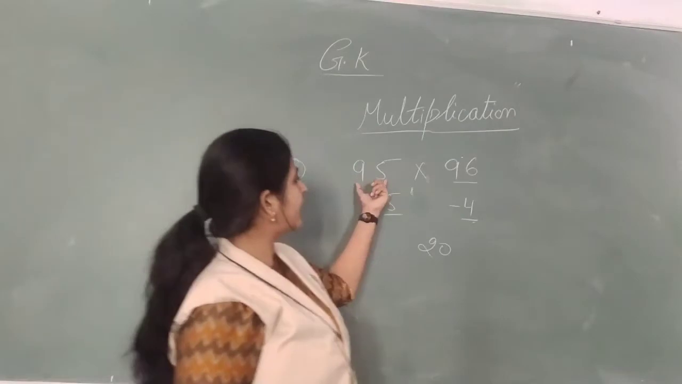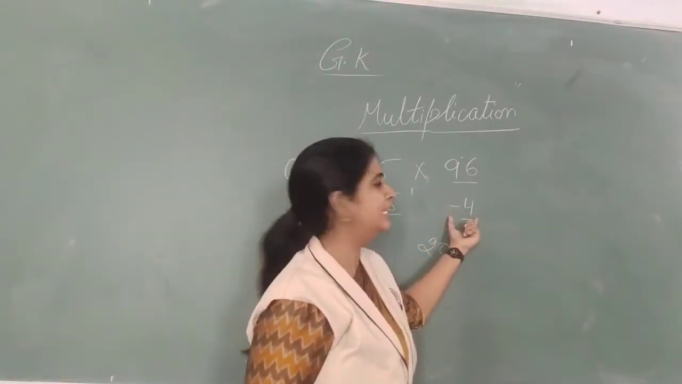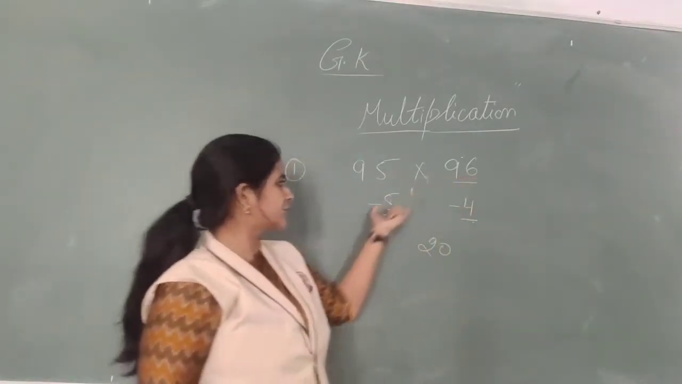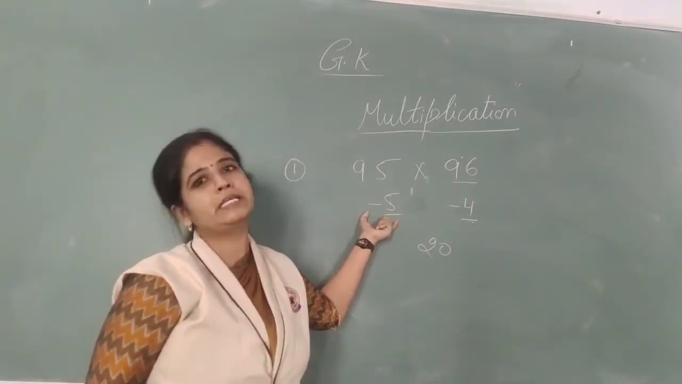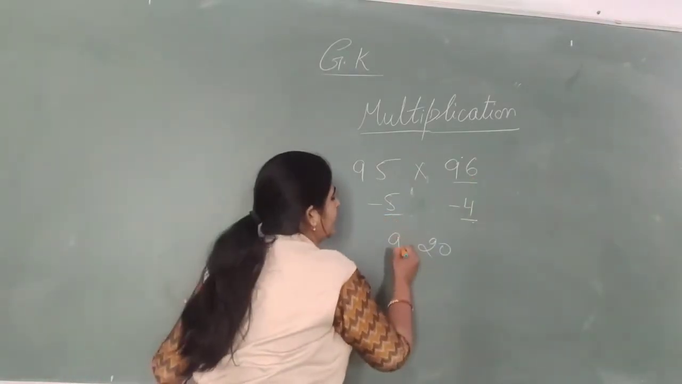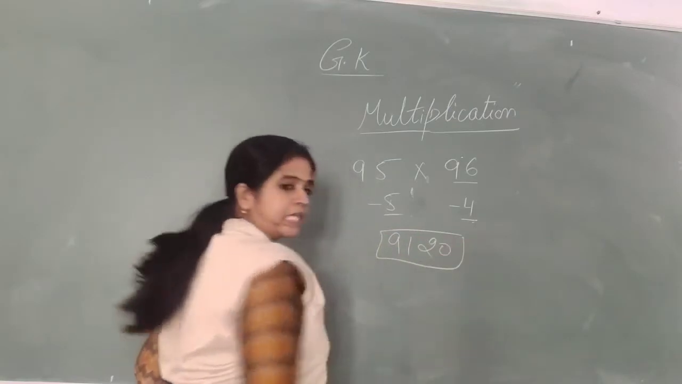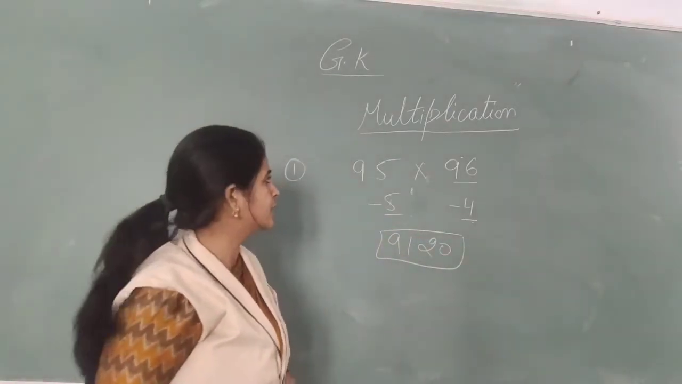And when you subtract 95 minus 4, you will get 91. And when you subtract 96 minus 5, you will get the same 91. So answer will be 9120. Means 9120 is your answer.